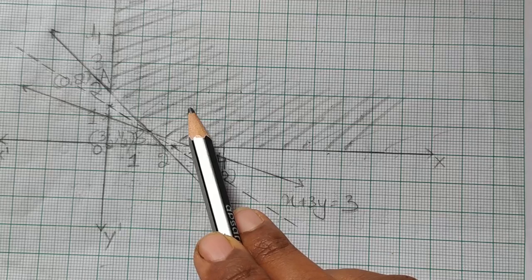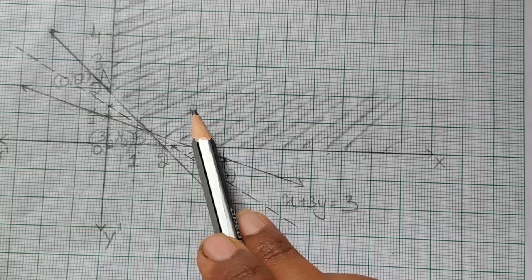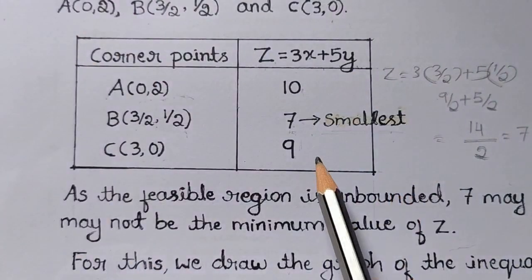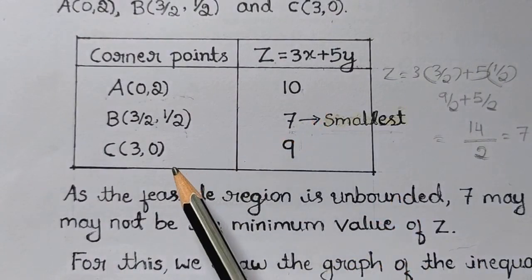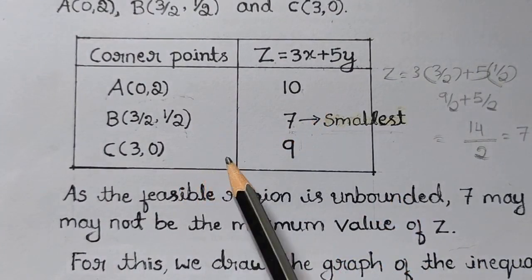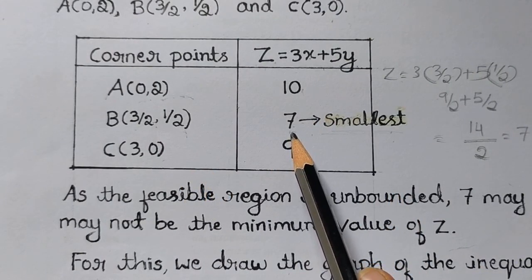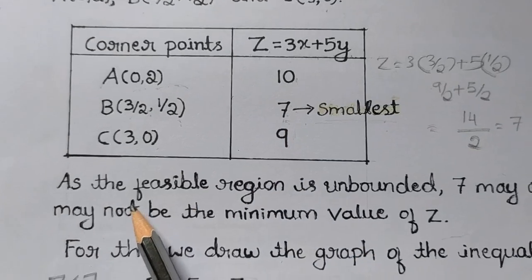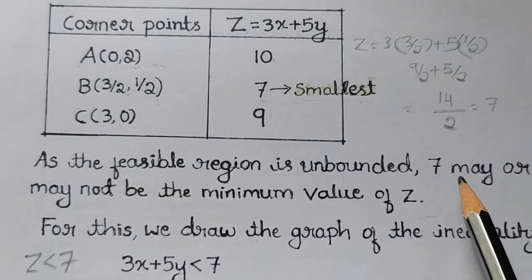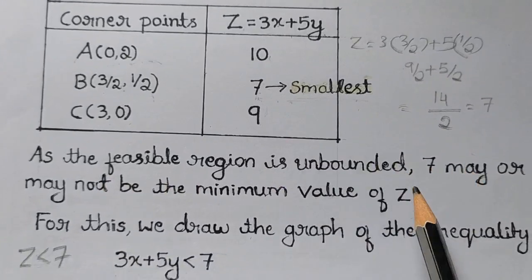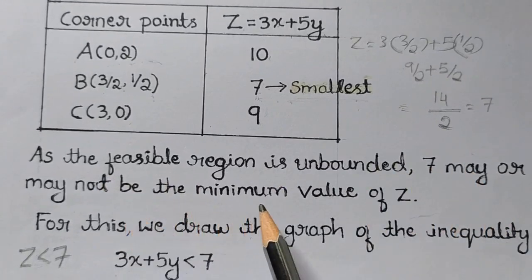Now I'll explain the steps after finding the value of z at the corner points once again in short. So now observe here, these are the values of z at the corner points. Here 7 is the smallest value. The question is to find the minimum value of z. If the feasible region is unbounded, then we write, as the feasible region is unbounded, the smallest value 7 may or may not be the minimum value of z.